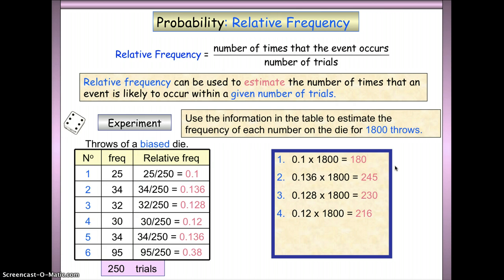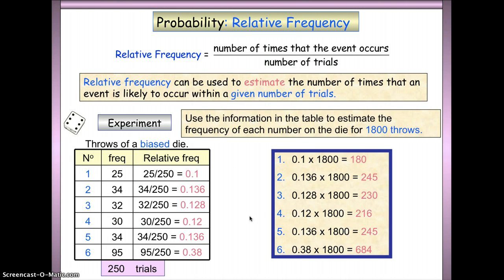And guess how many times 6 will appear? 6 will appear 684 times, way higher than the others, because you know, this die is an unfair die, a biased die. The next one that will appear the most is 5. So, this is how you use relative frequency, or the probability of relative frequency, when you have statistical data.